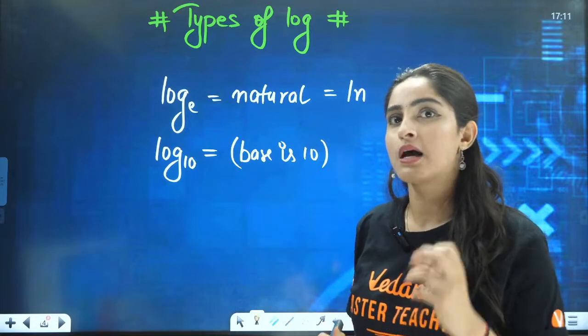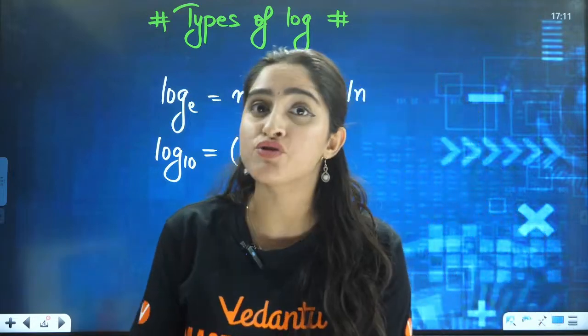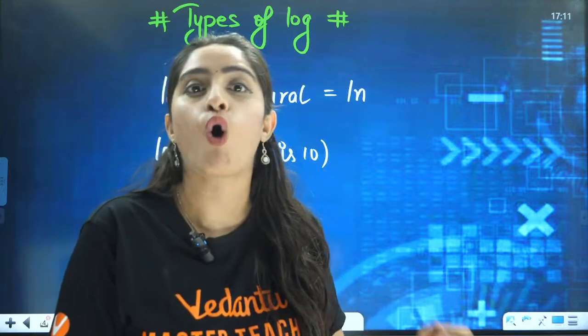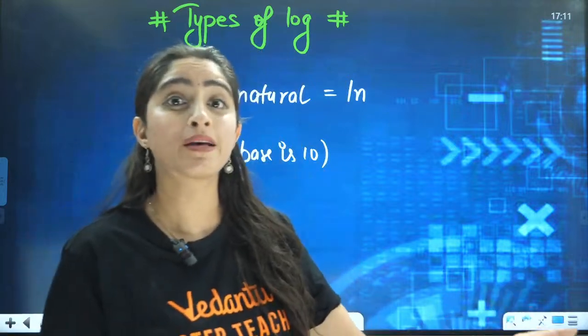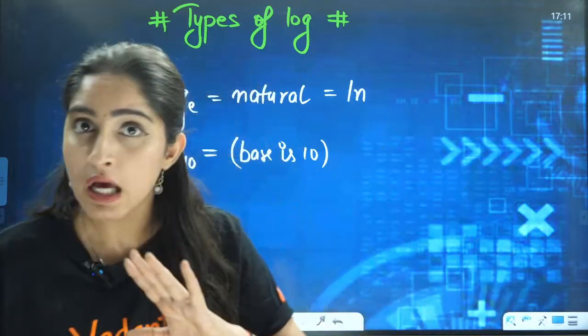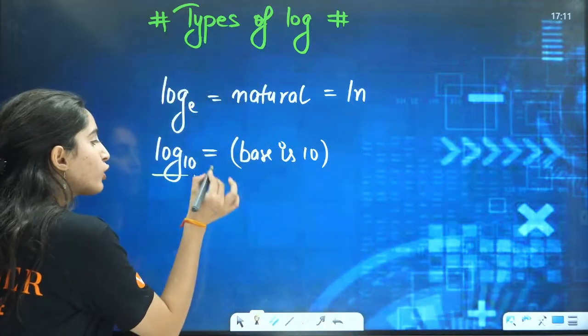Now, next thing is, ma'am, for example, they have given me natural log. How to convert it into log base 10? If they have given me log base 10, how to convert it into natural log? Because you know the values of only log base 10.